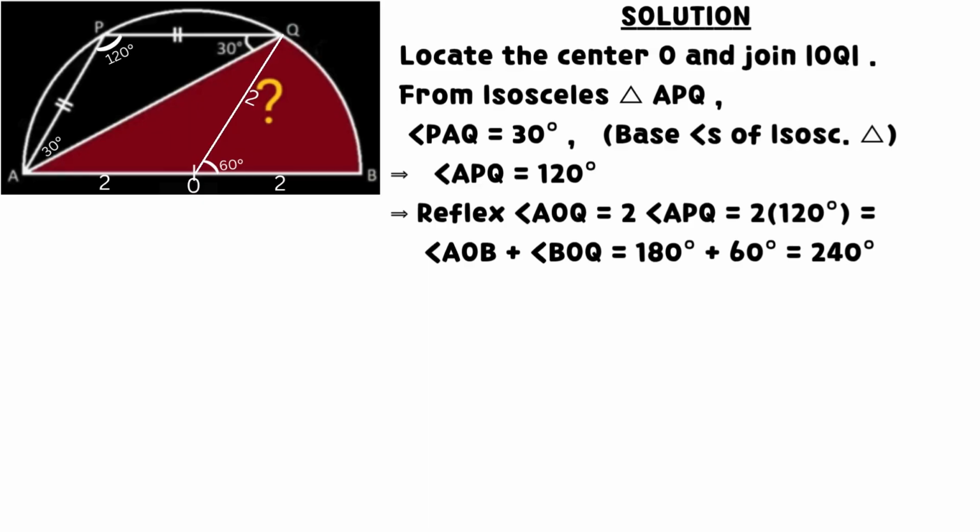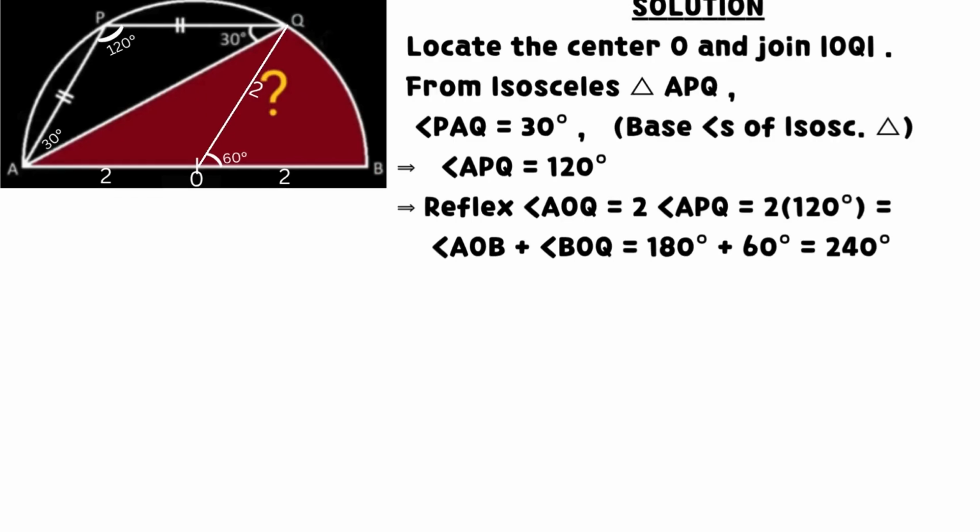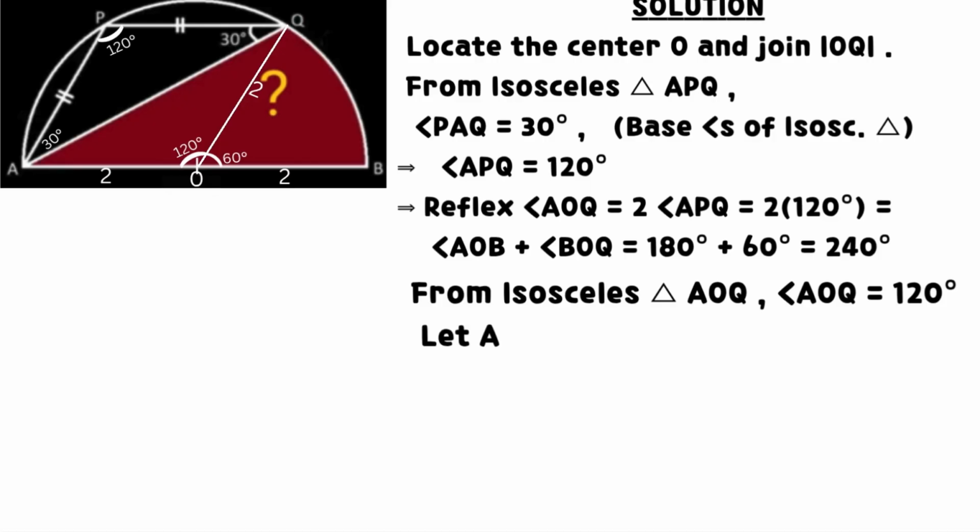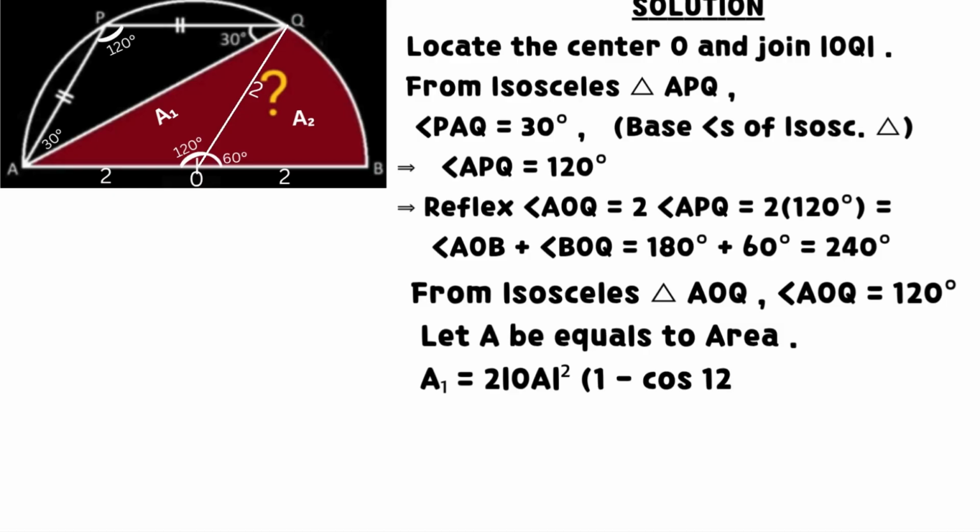It follows that reflex angle AOQ equals 2 times angle APQ, which equals 240 degrees. From isosceles triangle AOQ, angle AOQ equals 120 degrees. Let A1 equal the area.